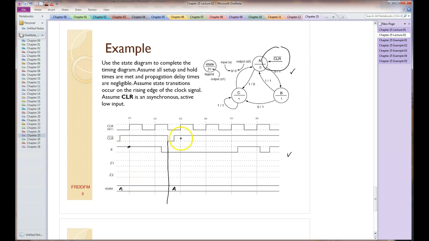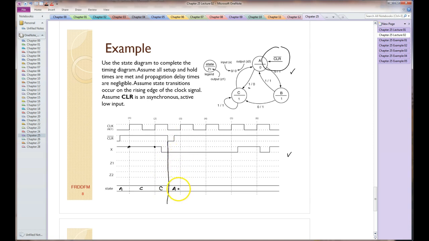In state A, X is a 1. It goes to state C. In state C, X is a 1. It stays in state C. Okay, then we get this asynchronous issue right there.